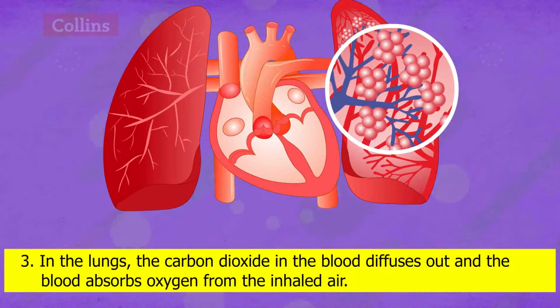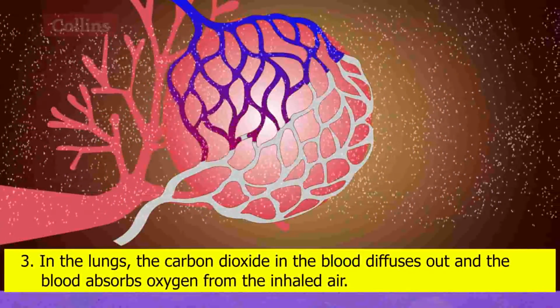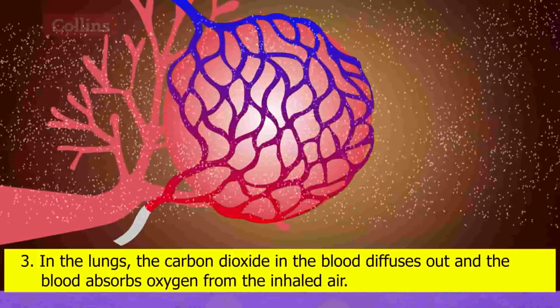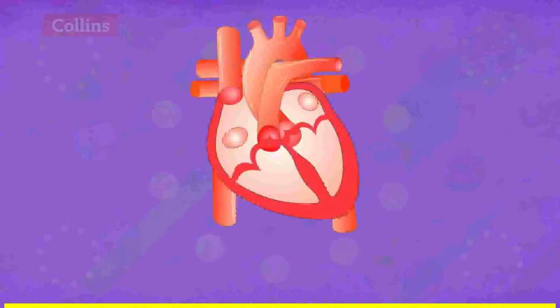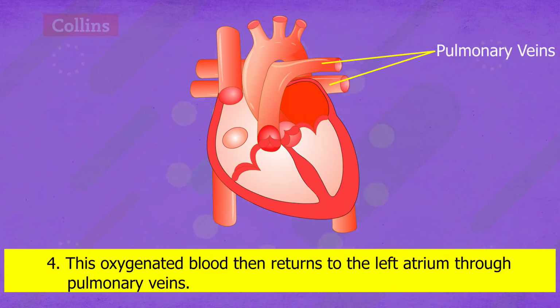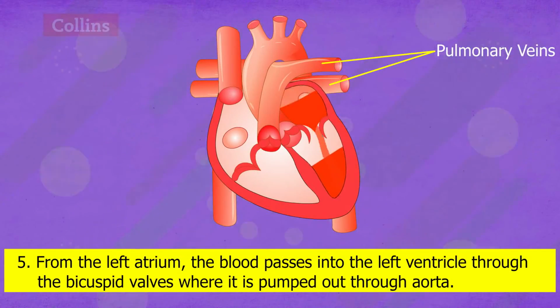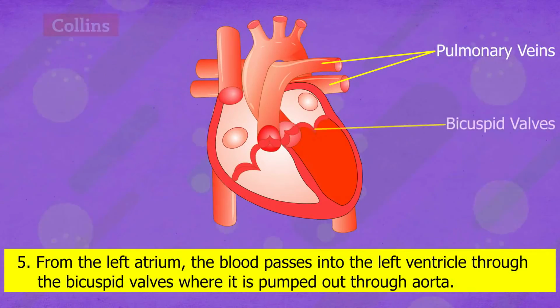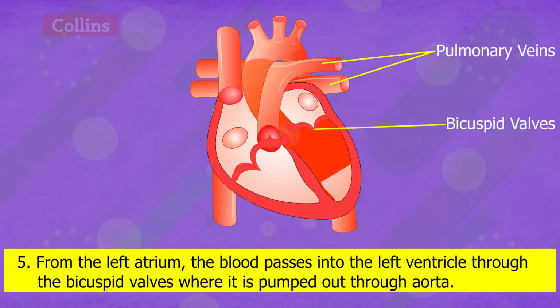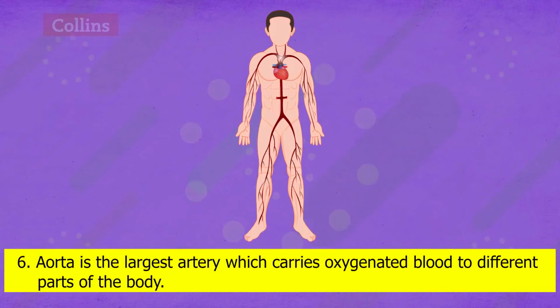In the lungs, the carbon dioxide in the blood diffuses out and the blood absorbs oxygen from the inhaled air. This oxygenated blood then returns to the left atrium through pulmonary veins. From the left atrium, the blood passes into the left ventricle through the bicuspid valves, where it is pumped out through the aorta. Aorta is the largest artery which carries oxygenated blood to different parts of the body.